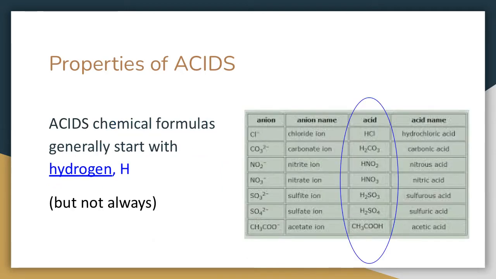When you're trying to identify acids, most of the time what you're going to see is acids are going to start with hydrogen or an H. So when you look at all these examples, we see hydrochloric acid, carbonic acid, nitrous acid, all sorts of these, and almost all of them are starting with an H. There are a few that are not going to start with an H, like this one down here, acetic acid, but most of the time, if you see something that's starting with an H, you have an acid on your hands.